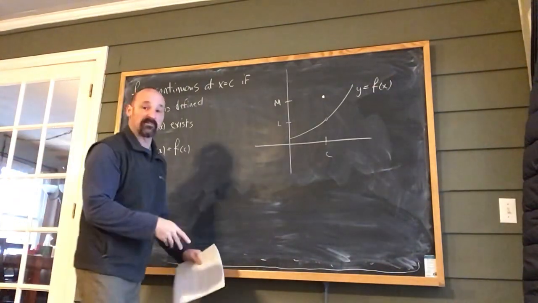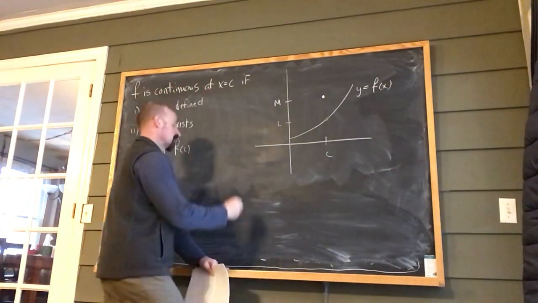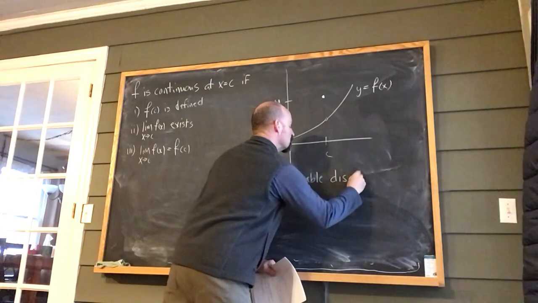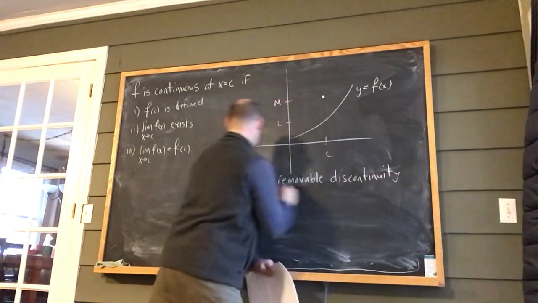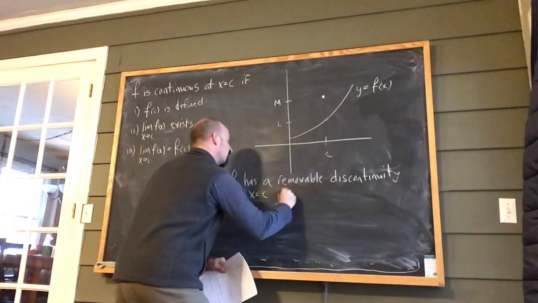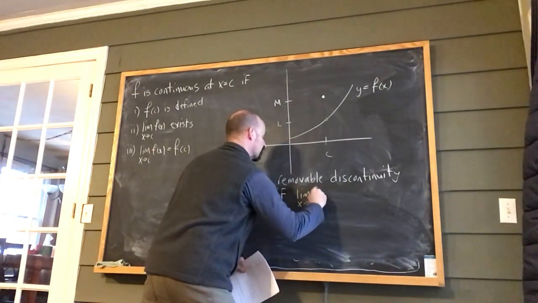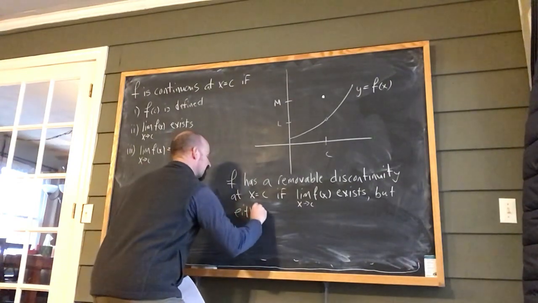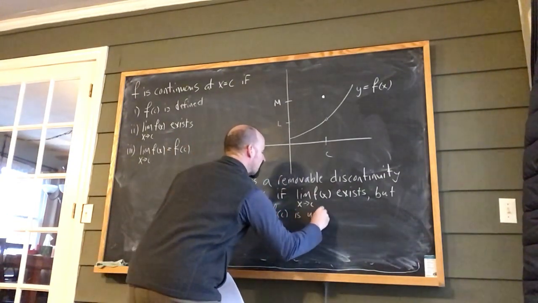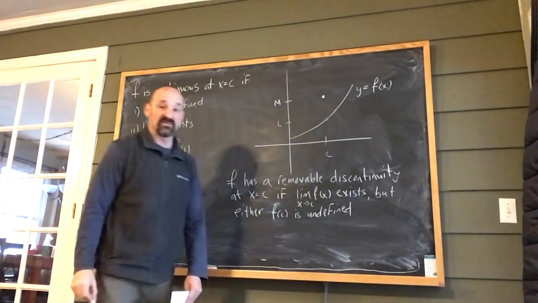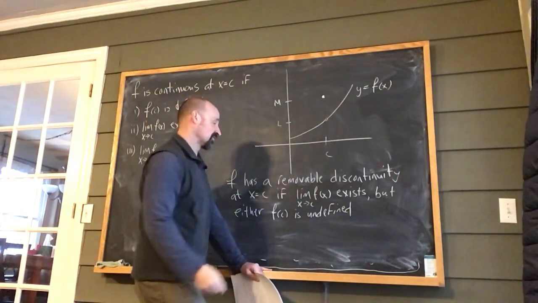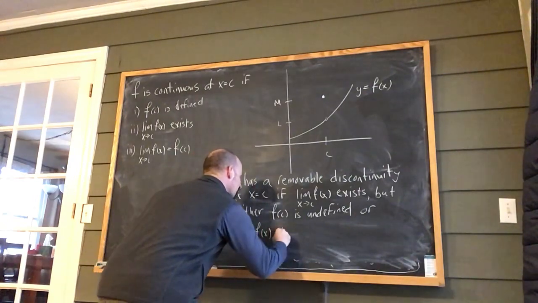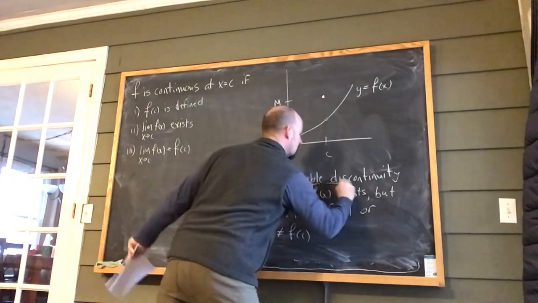We say discontinuities of this type are said to be removable. f has a removable discontinuity at x equals c if the limit exists but either f of c is undefined, like it was in the first graph, or the limit doesn't equal the function value. And this is called a removable discontinuity.